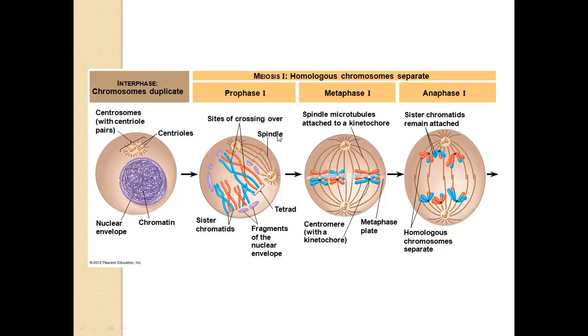The cells that we start the cell division with are diploid cells that are going to make haploid cells, so we can have just 23 chromosomes in each gamete. Remember, the gametes are sperms and eggs.